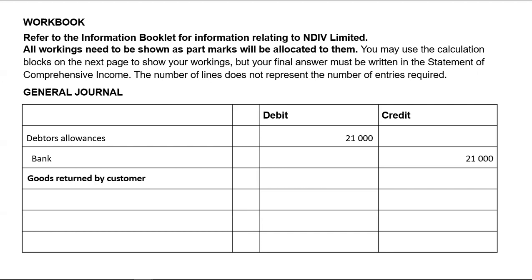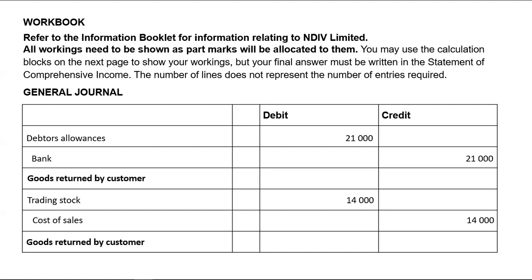So it makes sense that when goods are returned to us, it should decrease, but it will decrease on the credit side. So whenever this customer returns those goods, we will debit trading stock at cost price and credit cost of sales. We good?